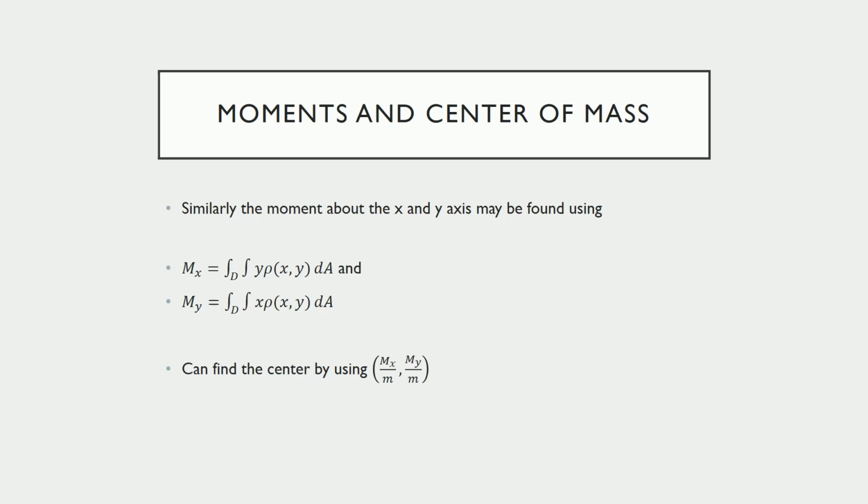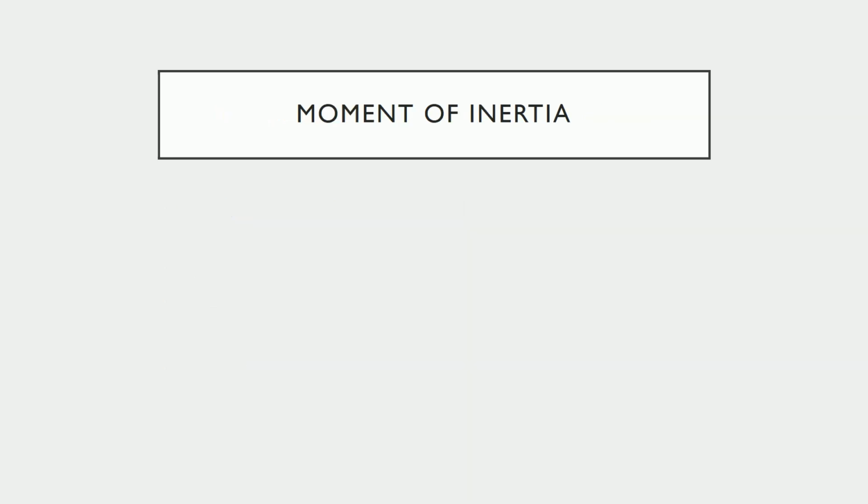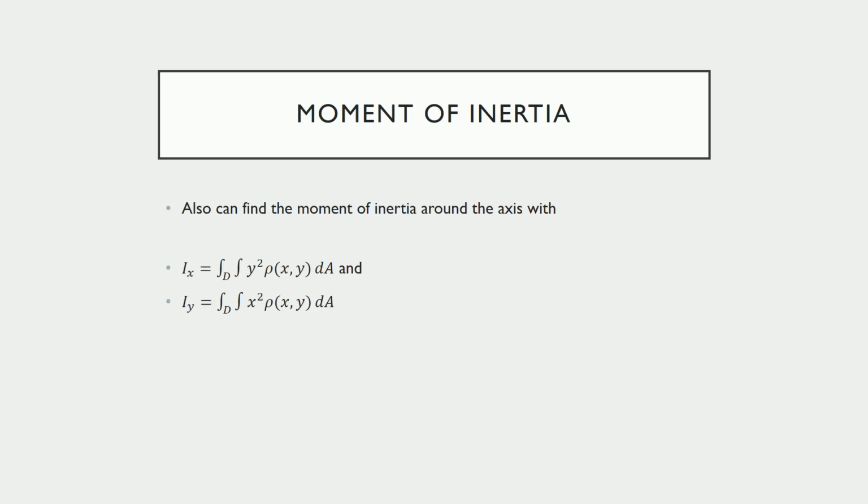And the third aspect about these that we're going to be dealing with is moment of inertia. So for this one, we're not changing too much. Instead of dealing with y times your density, you'll have y squared and x squared for the y version. So it's just a little bit of a switch there. So nothing too difficult. So these are on the axis, but you also have a situation where you can find the moment of inertia around the origin. And all you have to do for that is add the two of them together.